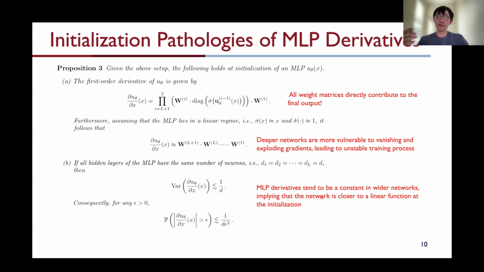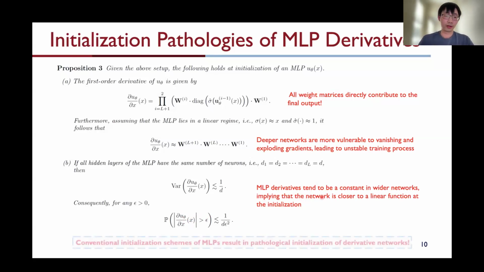So actually, if we solve a PDE, clearly the solution may not be linear, which means that the wider the network you use, the further your initialization is from the ground truth. This means pathological initialization, right? So at the end of the day, I want to achieve such a conclusion: the conventional initialization schemes of MLP result in pathological initialization of derivative networks, right? Are there any questions about this proposition or any comments?